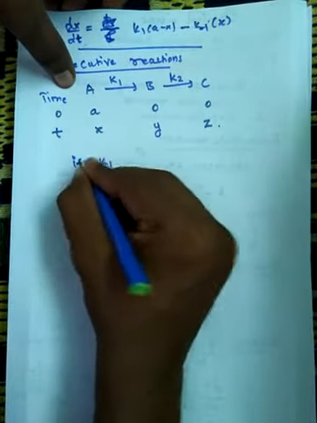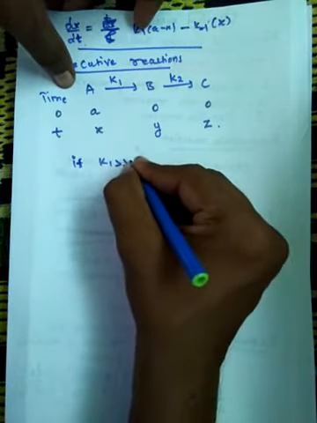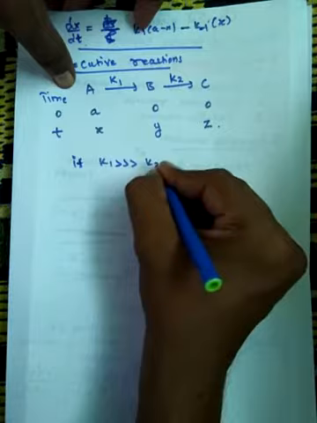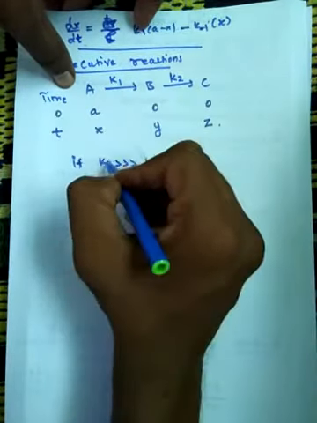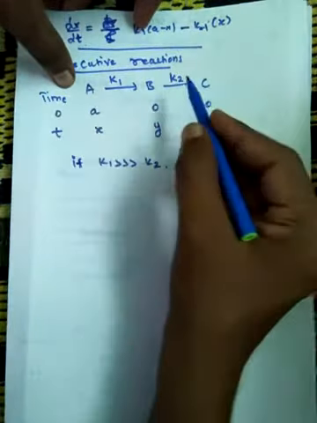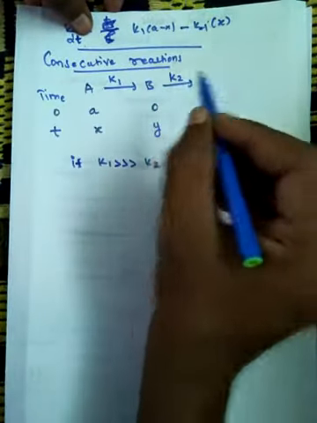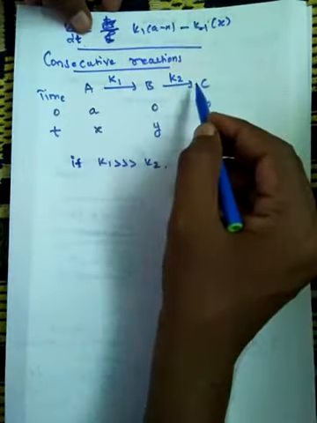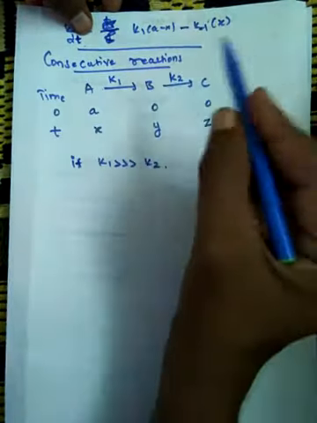If K1 is greater than K2, that is, the K1 value is larger than K2, then the first step will be faster than the second step. In other words, the second step is the slow step.